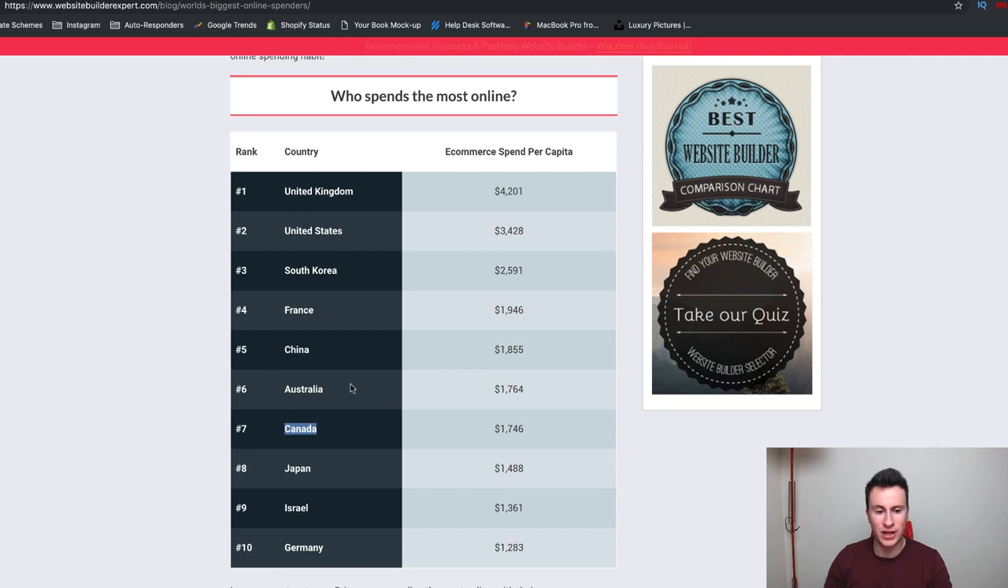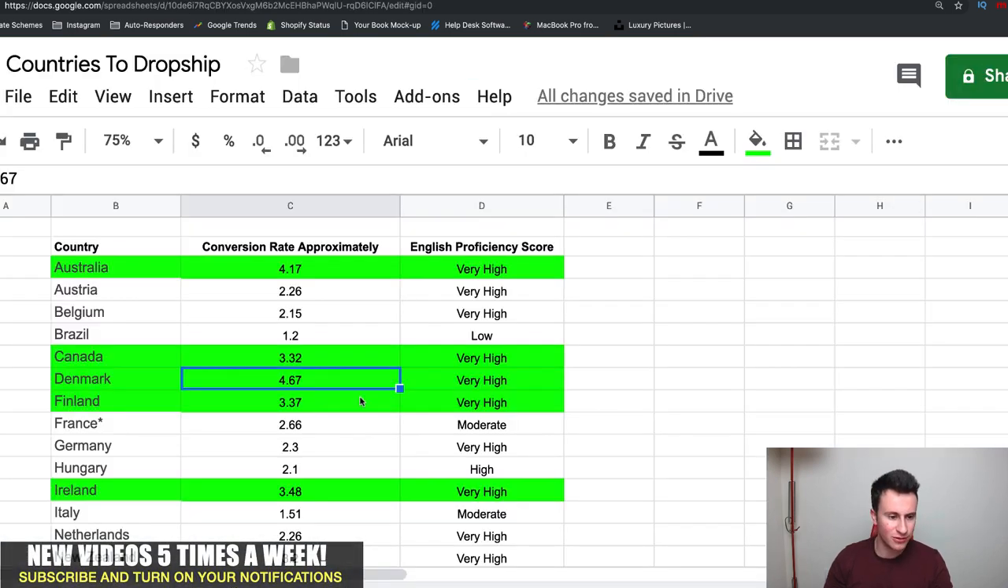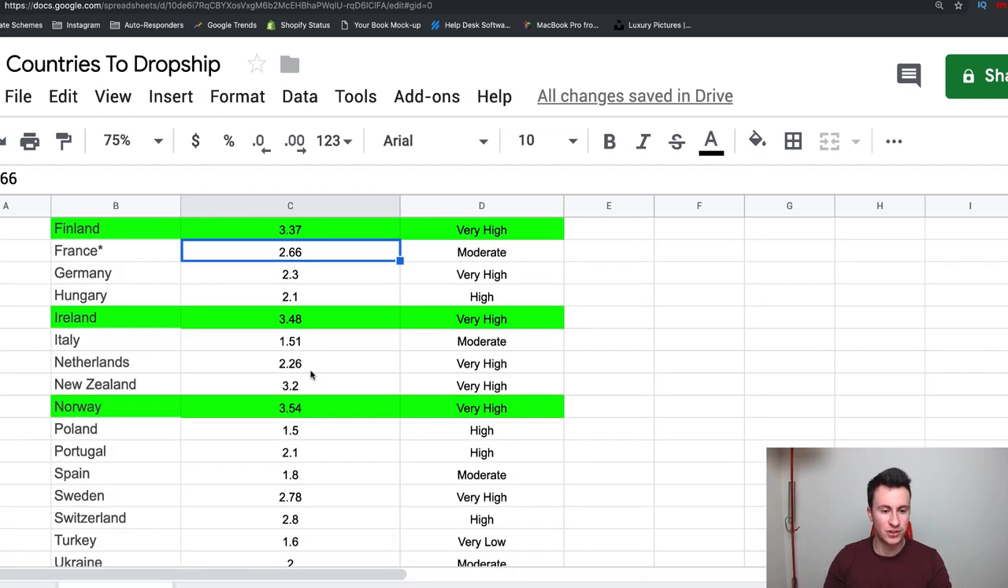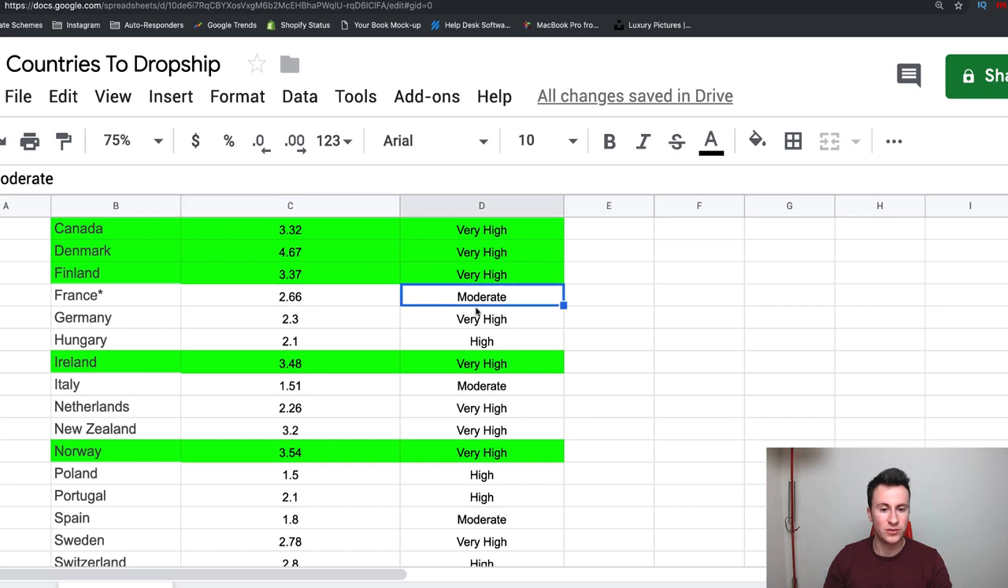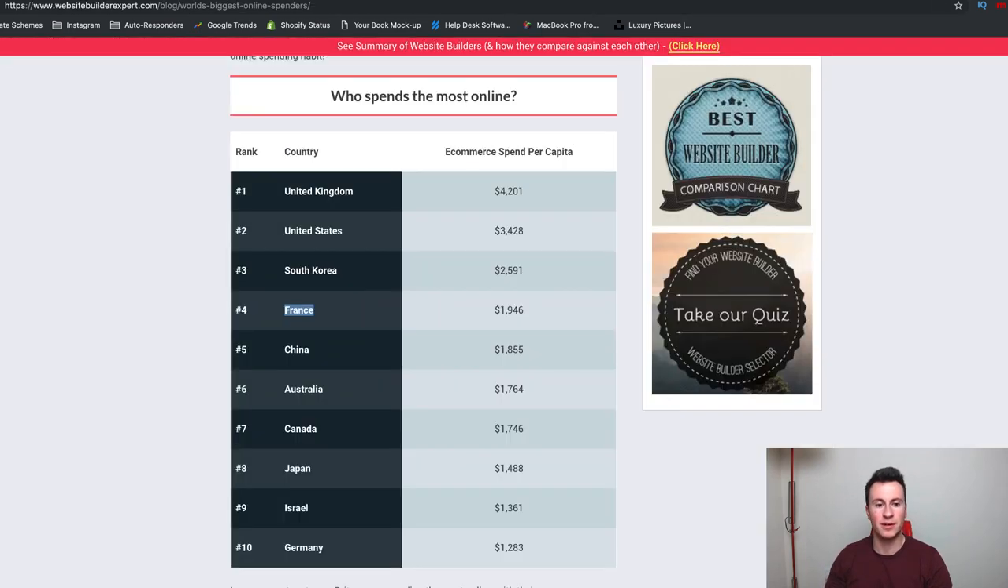Japan, Canada was on there. Obviously, Australia was on there. France, I don't think France was in green. But 2.66, that's still pretty decent. It's above average combining all of these countries. But in fact, it only has a moderate proficiency, actually. So in fact, I would stay away from that.